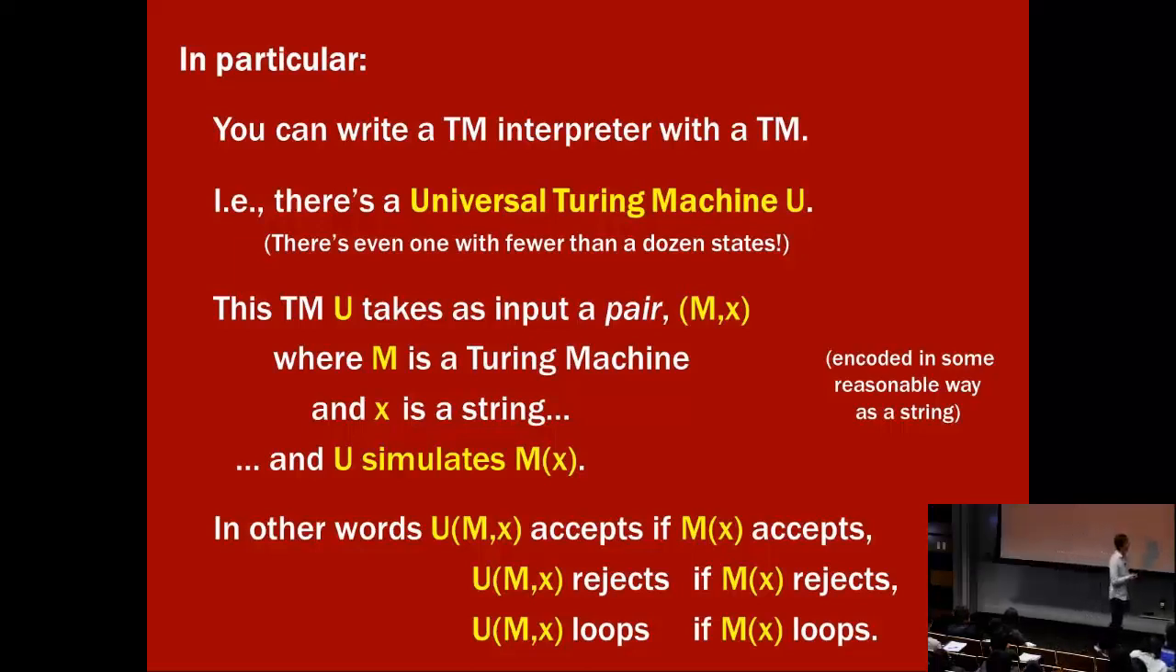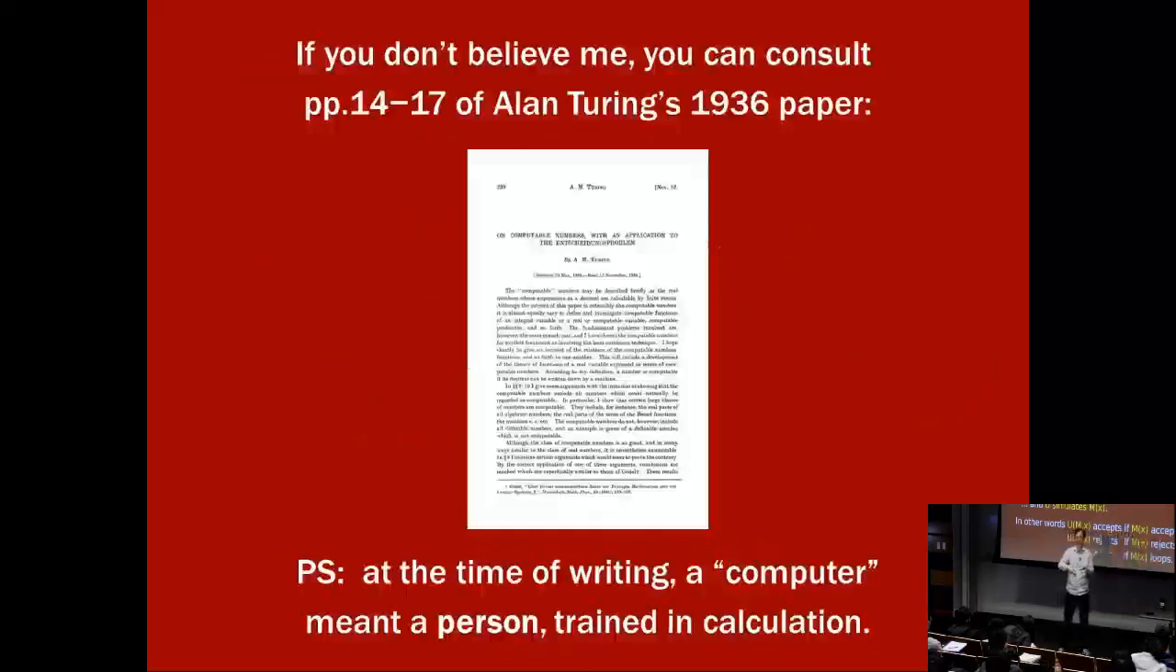In the literature, you can see how to do it with some simple machine with like 10 states. So just to repeat, a universal Turing machine is a Turing machine or an algorithm that takes as input a pair, M, the description of some other Turing machine, and X, the real input string, and U simulates M of X. In other words, U of M of X is just going to simulate exactly what M would do on X. In particular, it'll accept if M of X accepts, it'll reject if M of X rejects, and it'll loop if M of X loops. So if M of X gets into an infinite loop, then U of M of X will just keep simulating it.